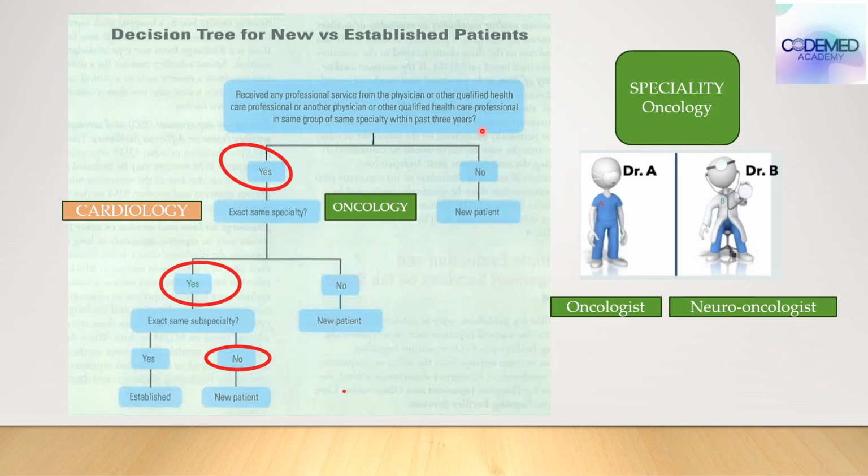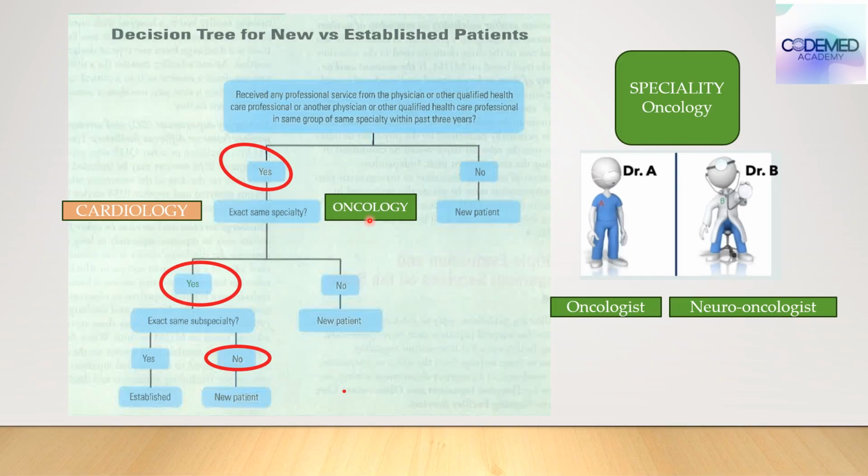Now we know that if the patient has not taken any medical service in the last 3 years, he becomes a new patient. And if he has taken the service within the last 3 years, he becomes an established patient. Yes and no. No means new patient. Yes means he is an established patient. But in the established patient, the second question we ask is: exact same specialty? For example, cardiology, oncology, nephrology, and dermatology are various specialties. So, if he has taken the service from the same specialty, then he becomes an established patient.